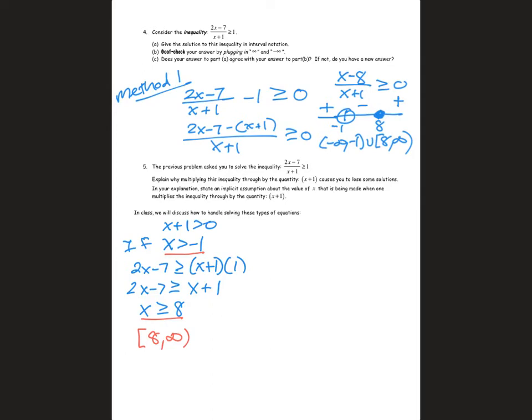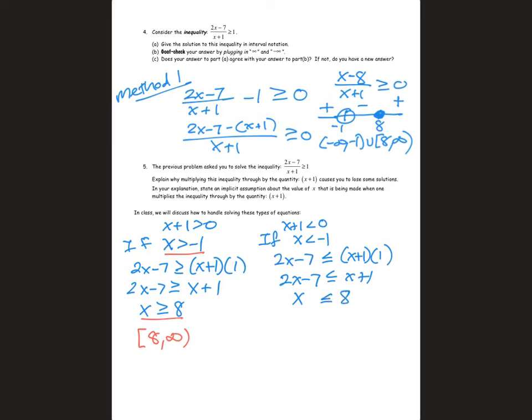Okay, let's do the other possibility. If x plus 1 is negative, or x is less than -1, then I've got to flip the inequality sign when I multiply both sides by x plus 1. So I'm going to have x plus 1 times 1. And notice I flipped that inequality sign. Combining like terms, less than or equal to x plus 1. x is less than or equal to 8.